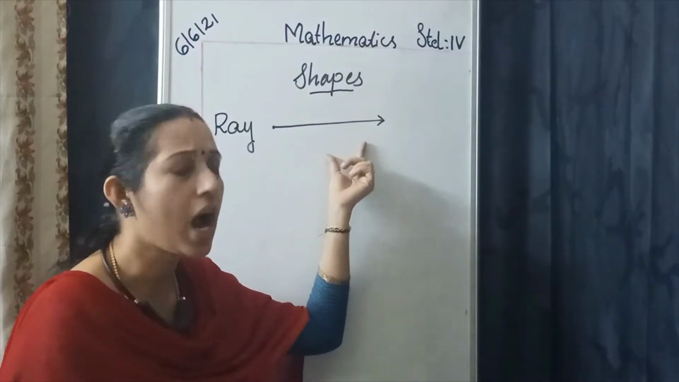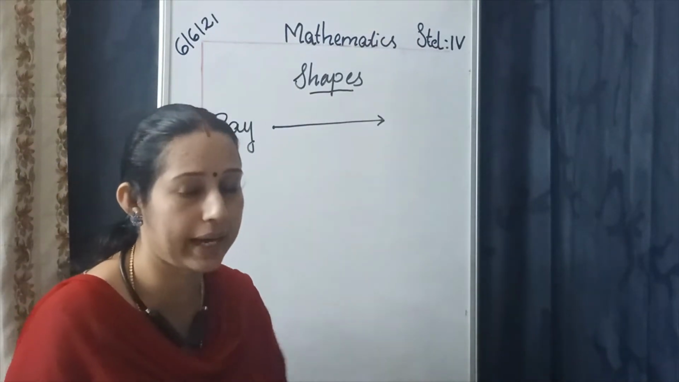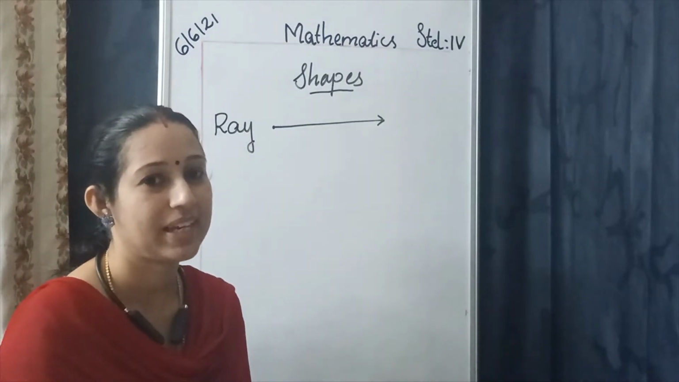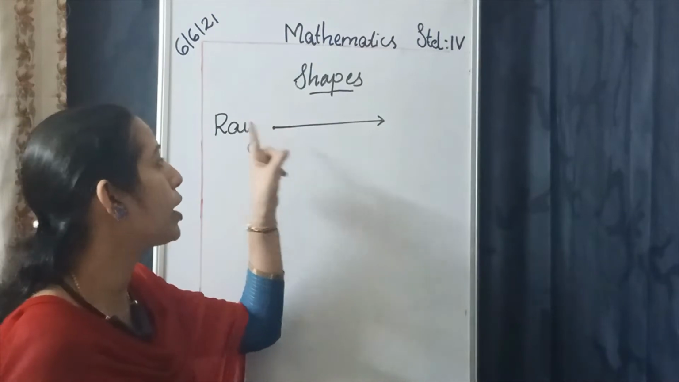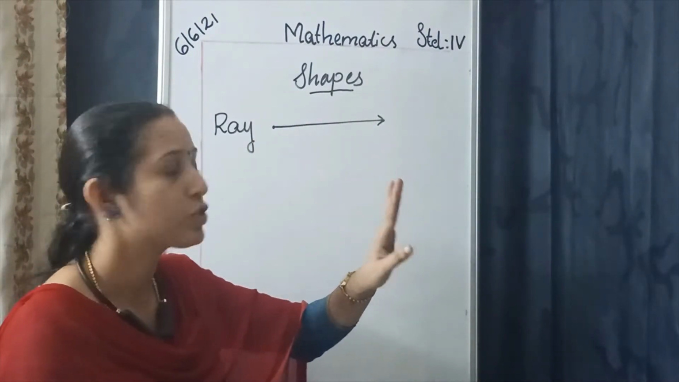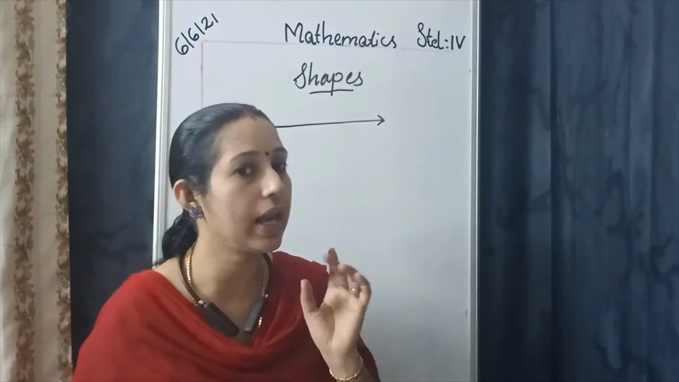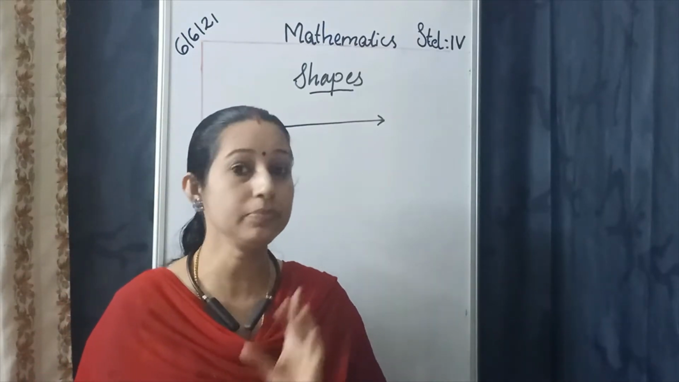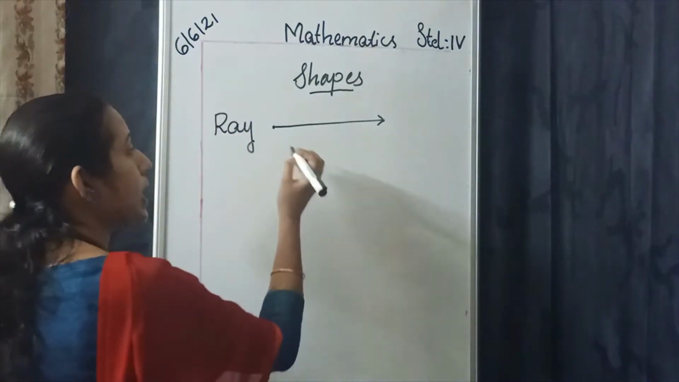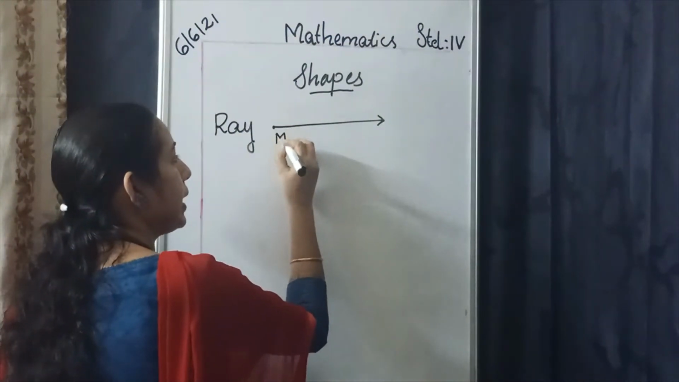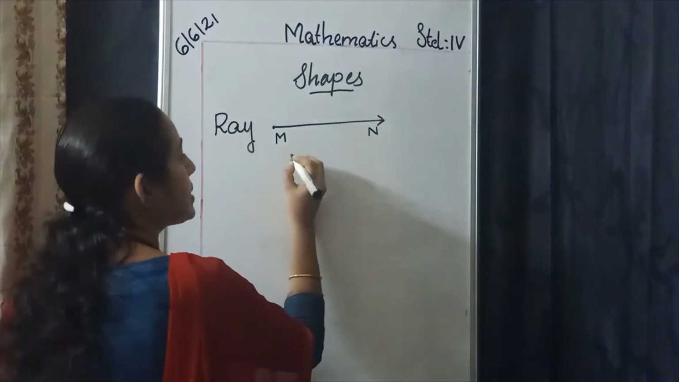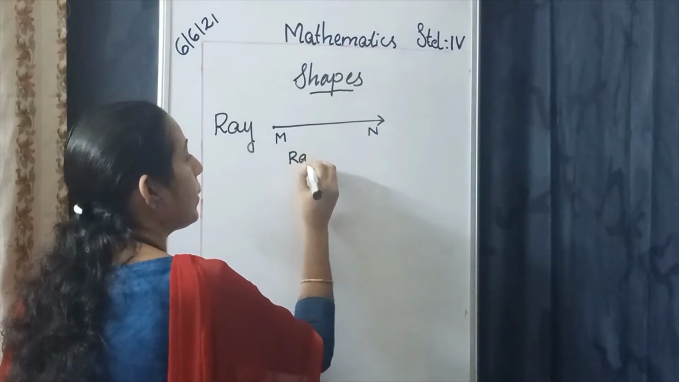So can you say how many end points this ray has? Yes, it has one end point, only the starting point, but no end point. So we can't measure the length of a ray. Here also we can give a name to this ray. Give the name MN. It is read as ray MN.